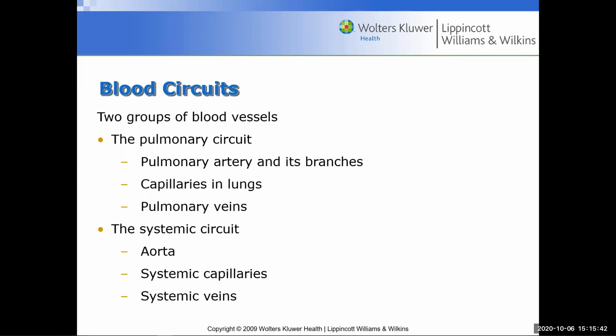Now, the blood circuits refers to the movement of blood throughout the entire body. There are two circuits, the pulmonary and the systemic circuit. The pulmonary circuit refers to the movement of blood from the heart to the lungs for oxygenation and return once again to the heart itself. The systemic refers to the movement of blood throughout the entire body, i.e. the system.